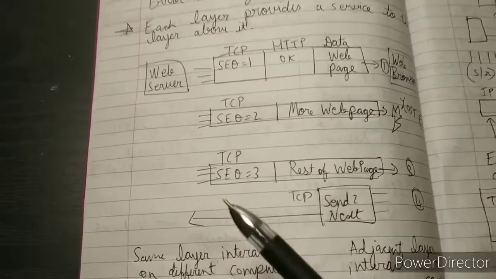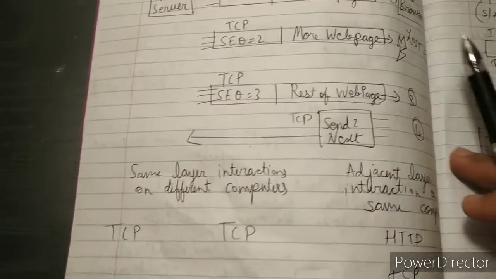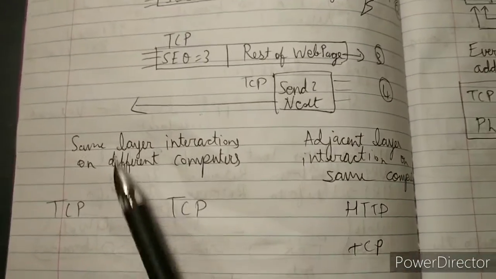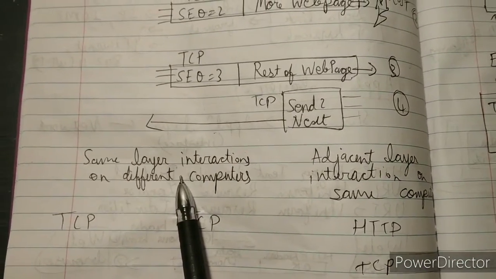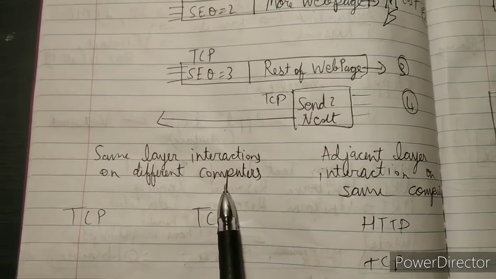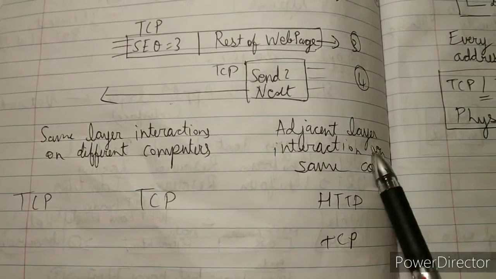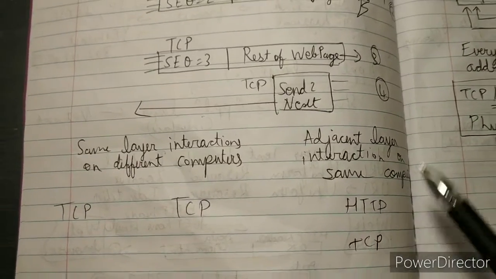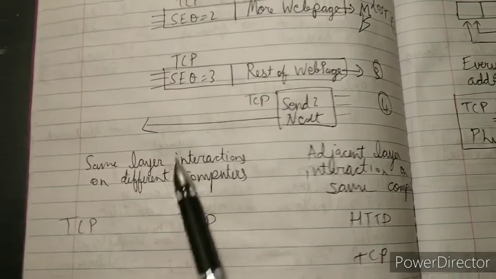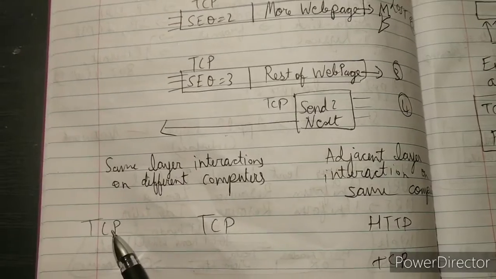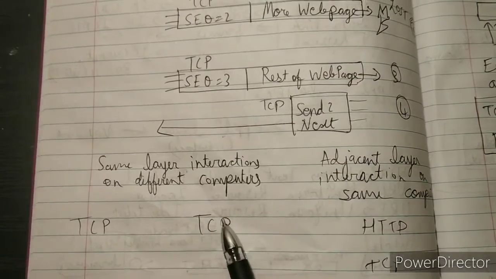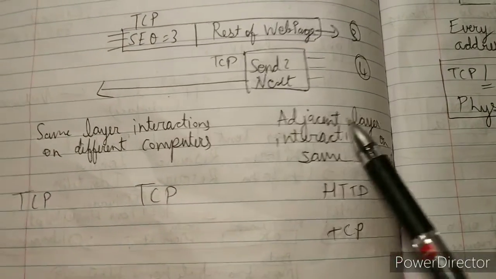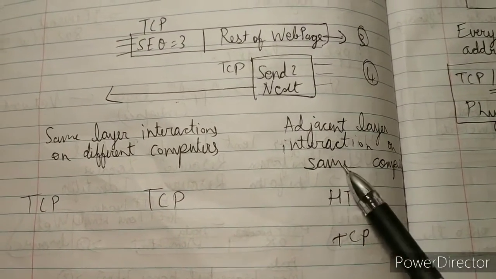Here we'll talk about two different types of interactions which happen in the TCP/IP model. One is the same layer interaction which happens on different computers, and one is adjacent layer interaction which happens within the same computer. The same layer interactions may happen within the same layer, for example the TCP layers of the two different computers, and the adjacent layer interactions may happen within the same computer.